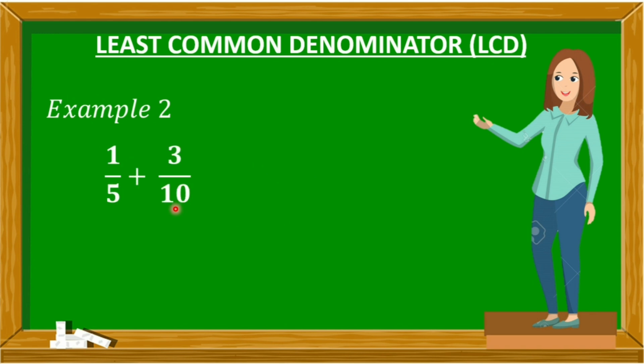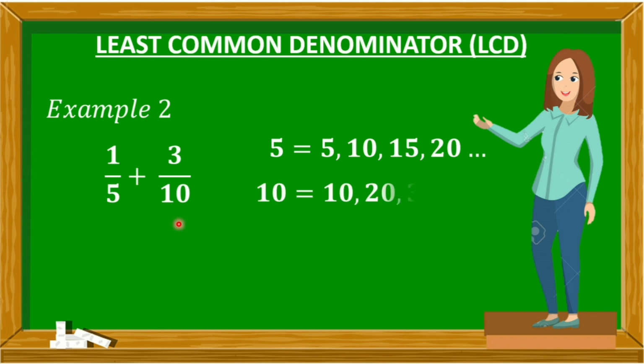Number 2, we have 1/5 plus 3/10. Okay, so paano natin malalaman kung anong LCD niya? So, again, focus tayo dito sa kanilang denominators. Tapos, kukunin natin yung multiple ng 5 at saka yung multiple ng 10. Okay, so ano yung mga multiple ng 5? So, we have 5, 10, 15, 20, and so on and so forth. While yung multiple naman ng 10 are 10, 20, 30, 40, and so on and so forth.